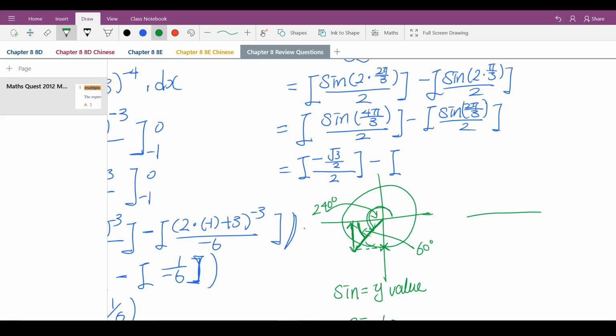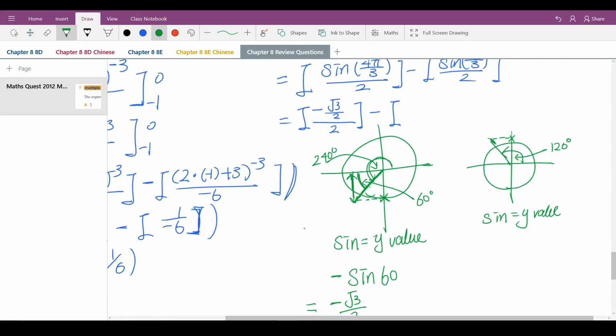Alright, so let's draw another unit circle. 120, somewhere like that. Alright, so this is 120. Now, we're looking for the y value. Sine is equal to the y value. The y value in here is this one, and we know it's a positive one. So we can write a positive in there, somewhere in the front.